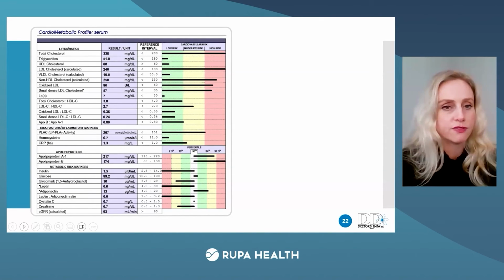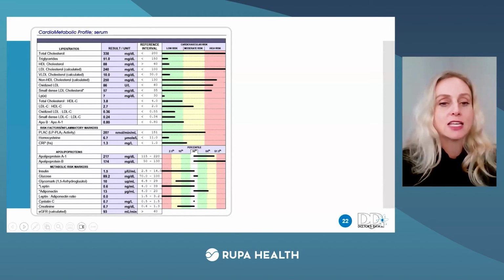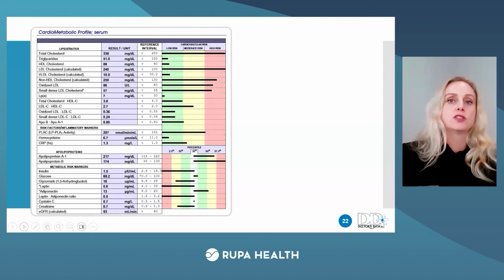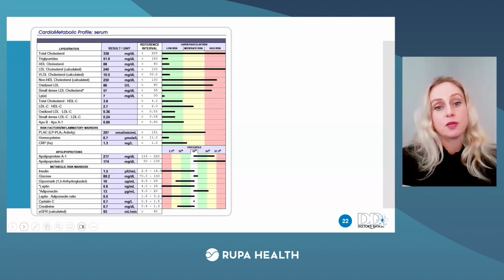The risk factors, inflammatory markers. The patient has plaque there. So that is showing us that there is some formation of atherosclerosis, macrophages, inflammation in the endothelium. Same thing with the CRP, which is higher at 1.3. So there is some inflammation there.